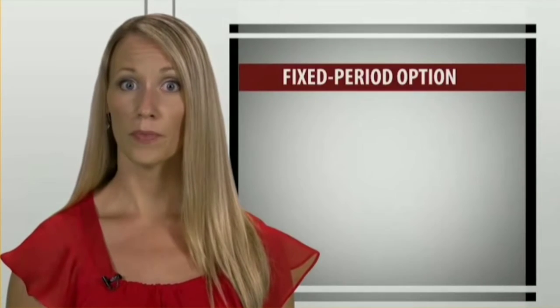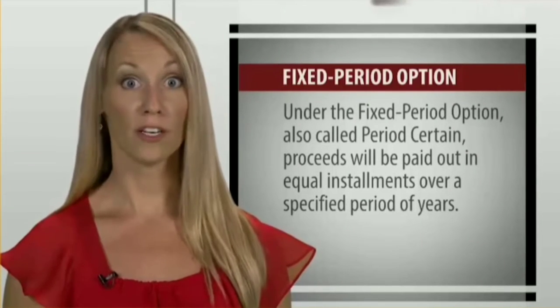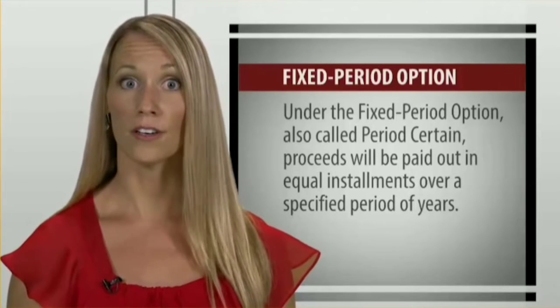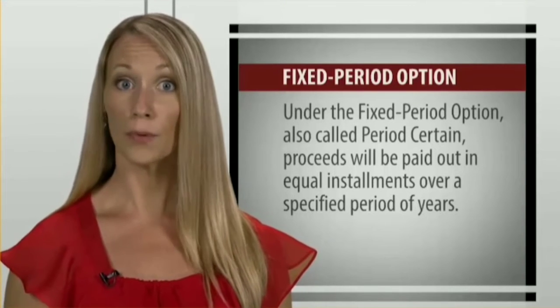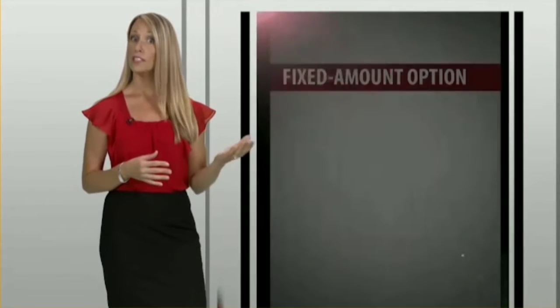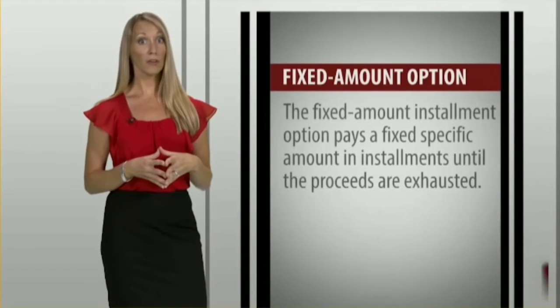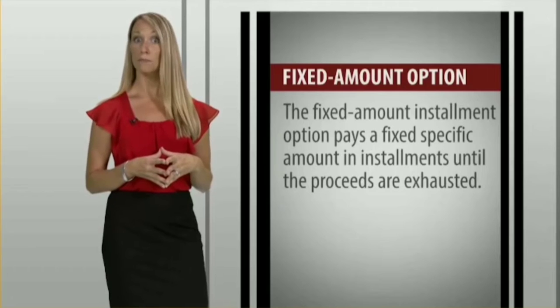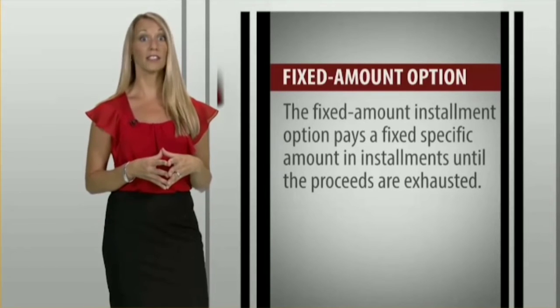Fixed period option. Under the fixed period option, also called period certain, proceeds will be paid out in equal installments over a specified period of years. Fixed amount option. The fixed amount installment option pays a fixed specific amount in installments until the proceeds are exhausted.